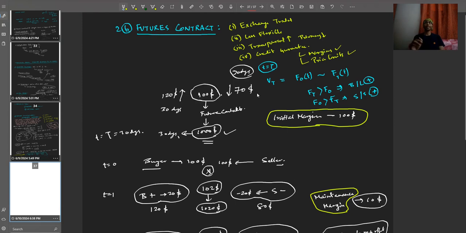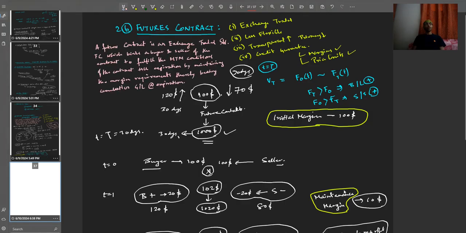So therefore, from these features, we will try to define what is a futures contract. A futures contract is an exchange traded standardized forward commitment with credit guarantee which binds a buyer and a seller of the contract to fulfill the mark-to-market conditions of the contract till expiration by maintaining the margin requirements, thereby bearing the cumulative gain or loss at expiration, provided they stay till the expiration. So this can be a definition of a futures contract, friends.